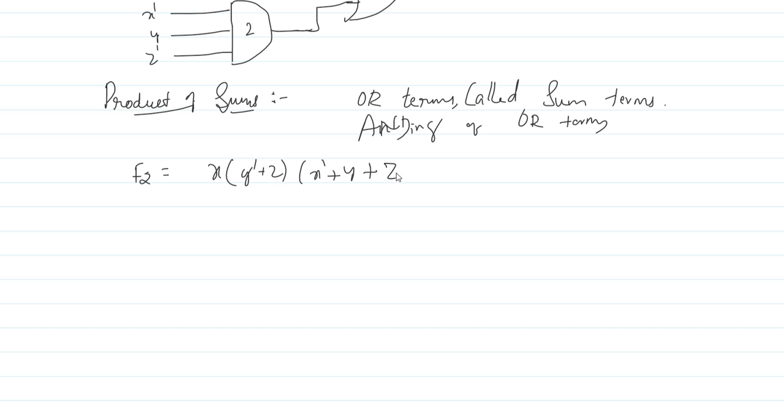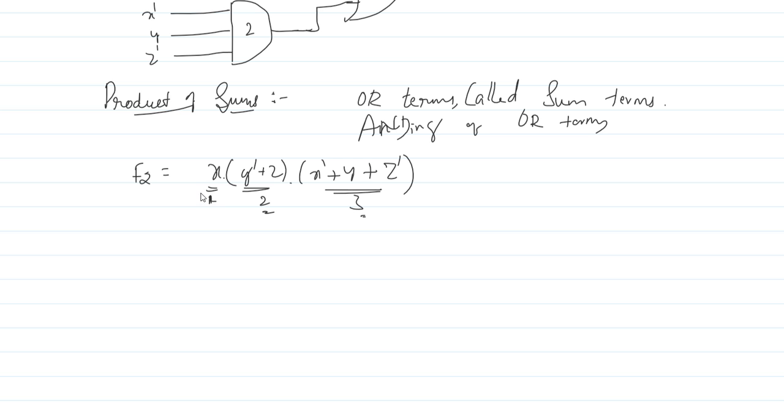If you observe, y prime plus z is a sum term, x prime plus y plus z prime is a sum term. Here we have only one variable, that is also considered a sum term. So all these are ANDed together. This kind of term is called a product of sums. This expression has three sum terms, as I told. This is the first one, this is the second term, this is the third one, and each has literals: this has only one literal, this has two literals, and this has three literals. Three literals means three inputs or three variables you can call.